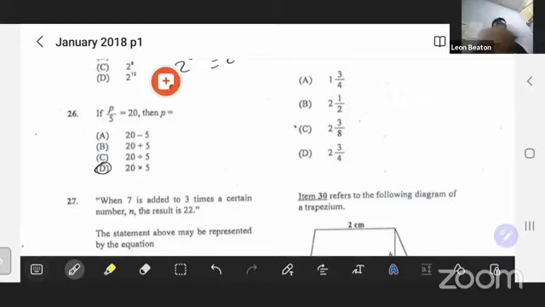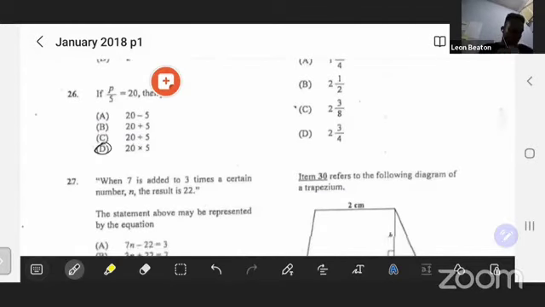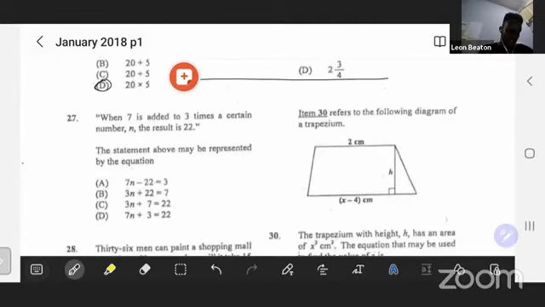CSEC did not want you to hurt your head. They did not calculate it out. That was a giveaway there. So let's see how things shaping up. All right. Number 27. 27 says, oh Lord.